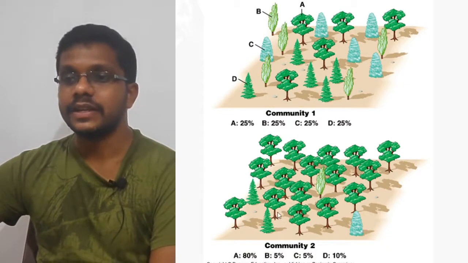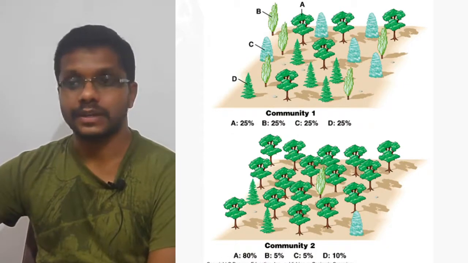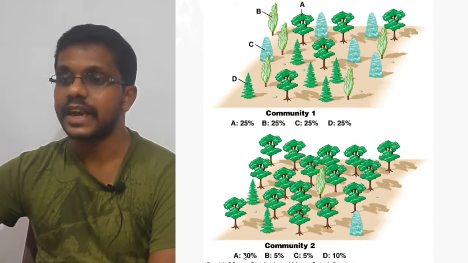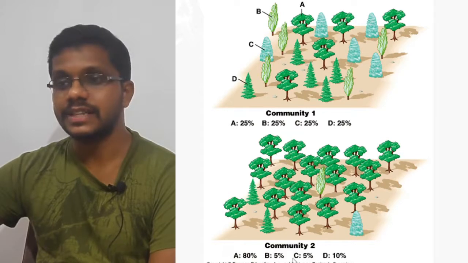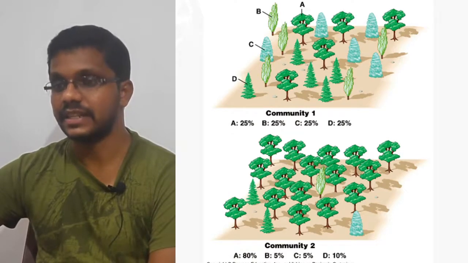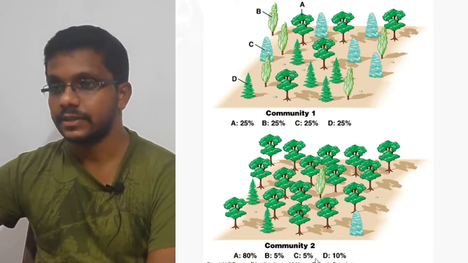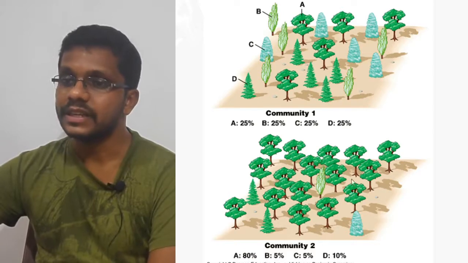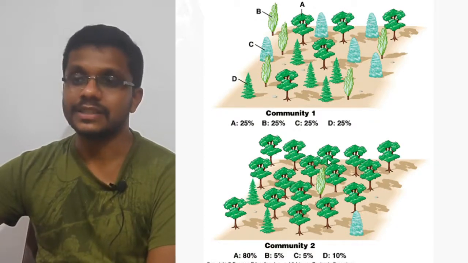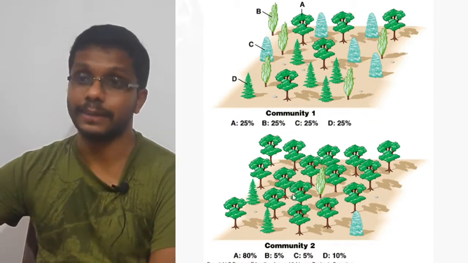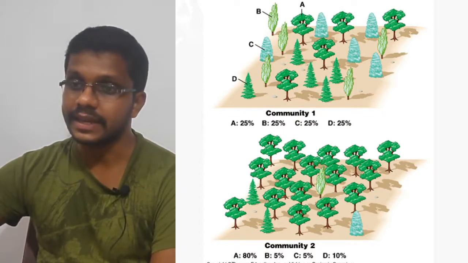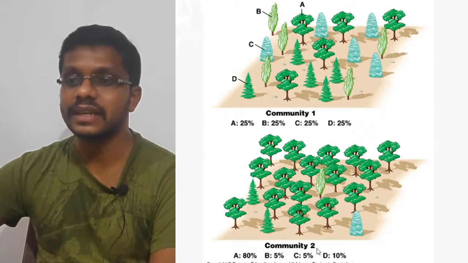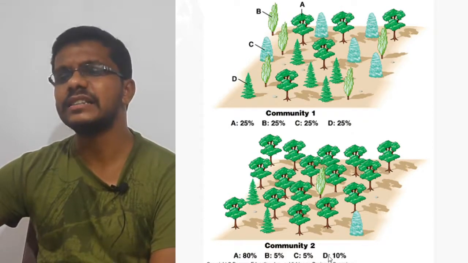But in this community, A is the most abundant one. Out of 100 percentage, 80 percentage is occupied by A. B is only 5 percentage. C is only 5 percentage. D is only 10 percentage. So this community doesn't have a high level of relative abundance. The relative abundance for A is very high, but relative abundance of B and C and D is very less.